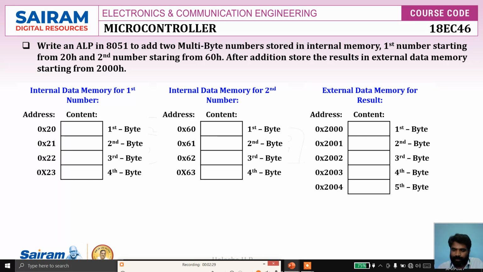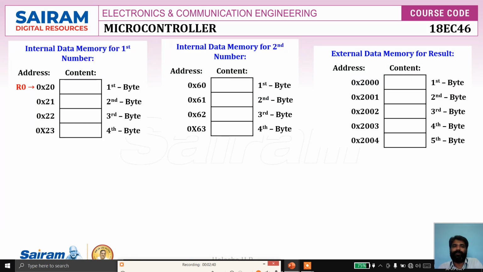In the direct approach, we use direct addressing mode. But here we use indirect addressing mode. That means we use pointer registers: R0 to point to the start address of number 1, R1 to point to the start address of number 2, the second number, and then we use DPTR to point to the start address of the result.